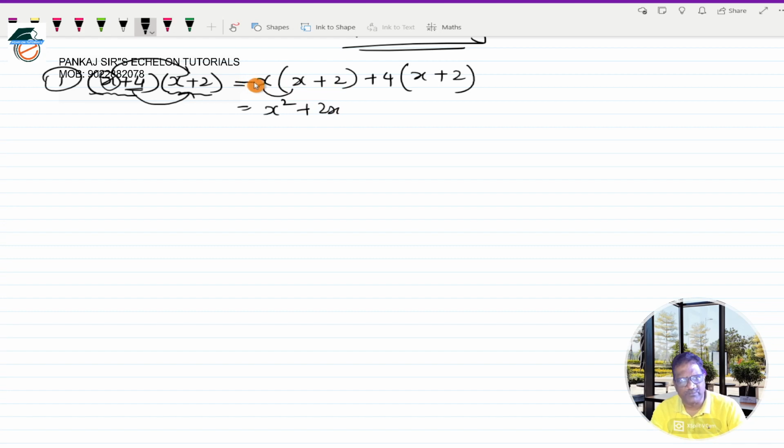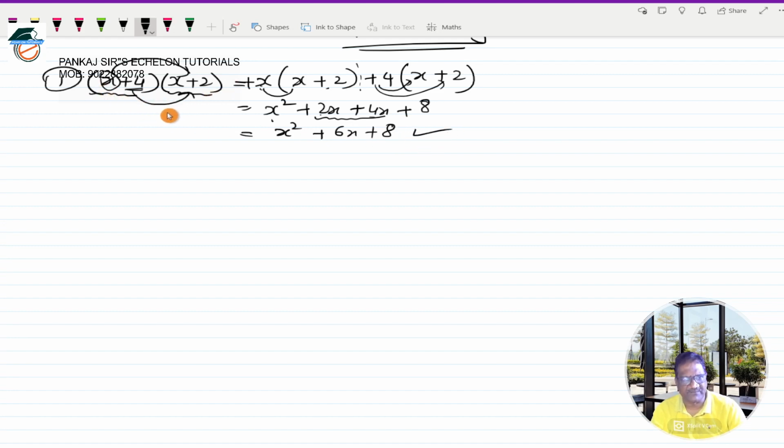Now I hope you understood that before x there is a plus sign, if it is not mentioned otherwise. So x into x, x square you got, x into 2 you got 2x. Till here the story is over. Now coming to this bracket, plus 4 into x will be plus 4x, and plus 4 into 2, plus into plus is plus, 4 2s are 8. Then you can reduce this because these are like terms. 4x plus 2x will be 6x and plus 8. So this is the answer for the first product.